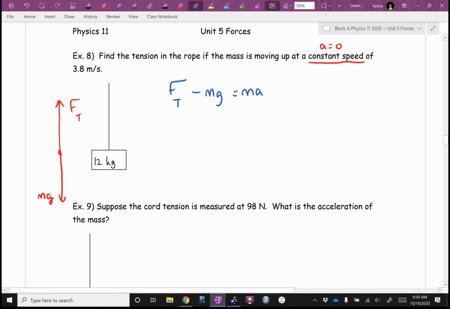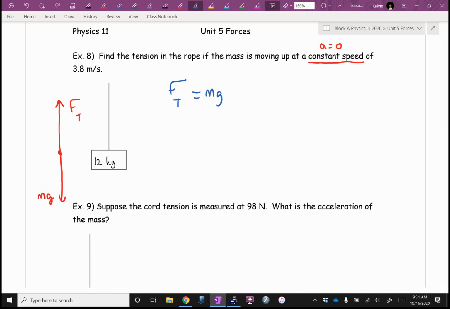But what's A as a number exactly, Kiana? 0. So what would M times 0 be? And so this would become a 0. And then how would I get the FT by itself? How would I move the MG over? And so you would end up with that. Is that okay? Pick your pencils up.